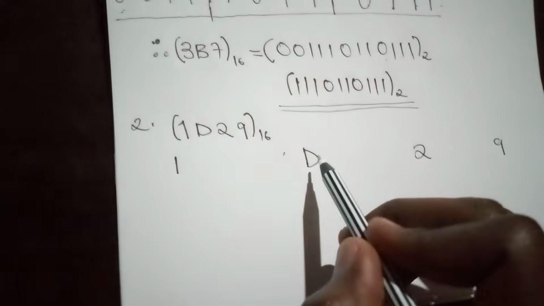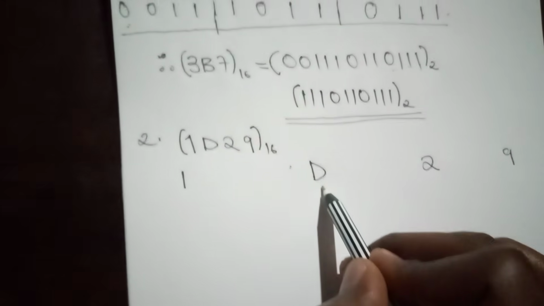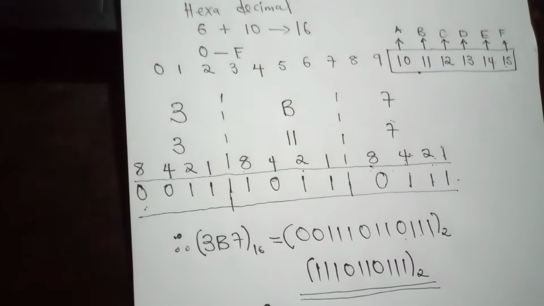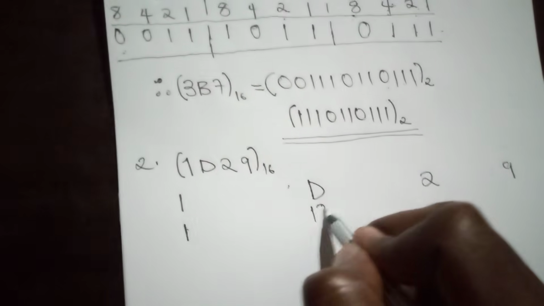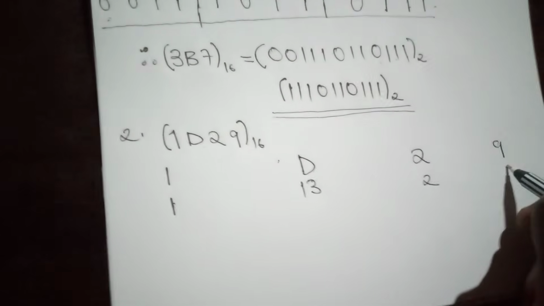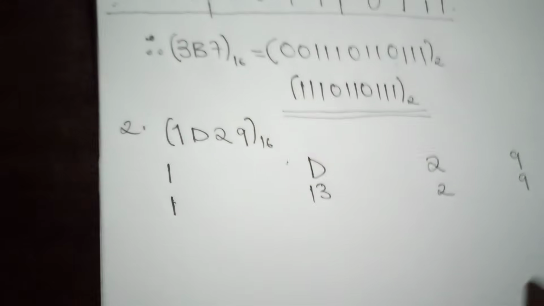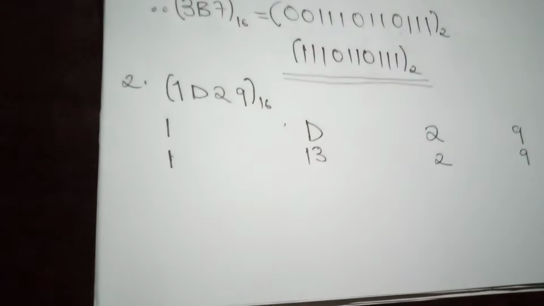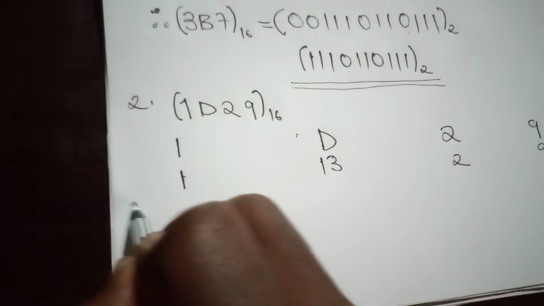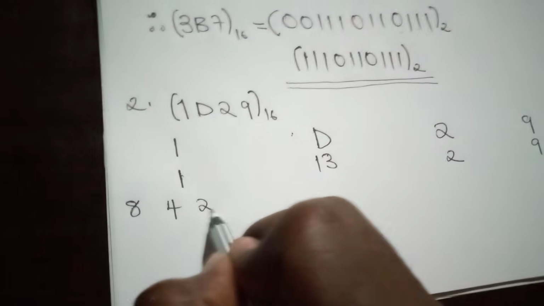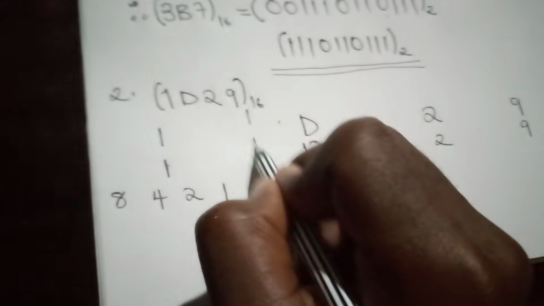I said that D that you are seeing there in hexadecimal is represented by 13. So I'm going to rewrite first 1, 13, 2, 9 like that, and then I should get 4 numbers that when I add I get 15. So that is 8 4 2 1. I draw a dotted line to prevent me from doing the wrong things.